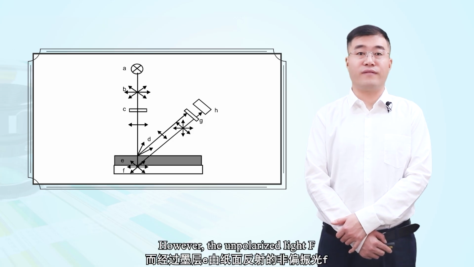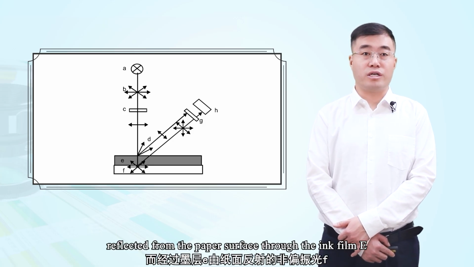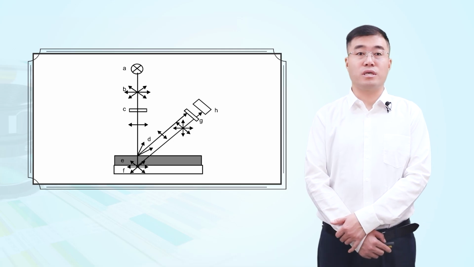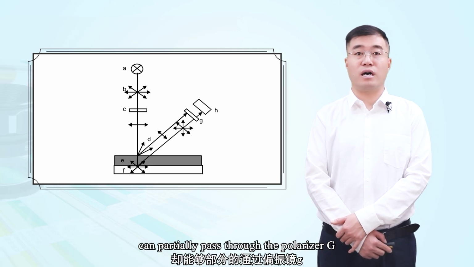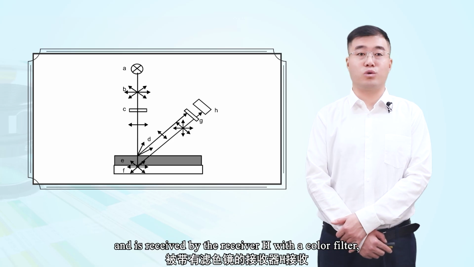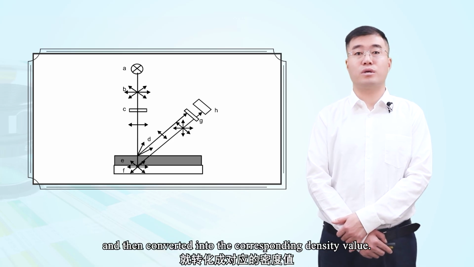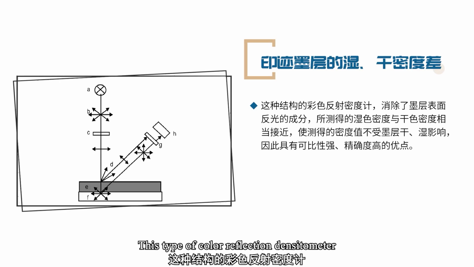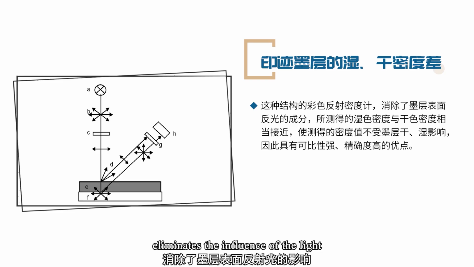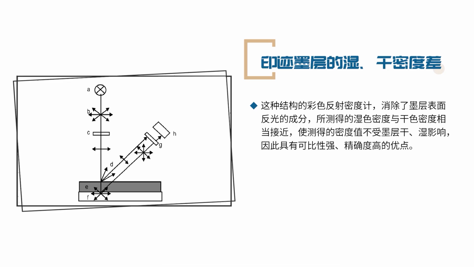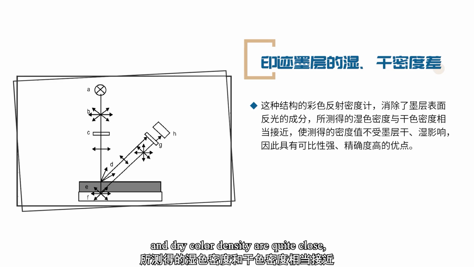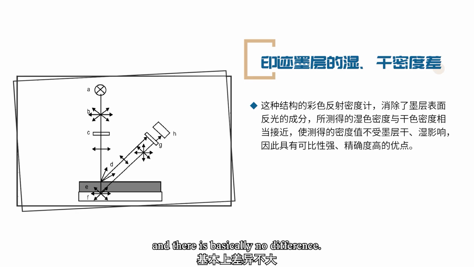However, the unpolarized light F, reflected from the paper surface through the ink film E, can partially pass through the polarizer G, and is received by the receiver H with a color filter, and then converted into the corresponding density value. This type of color reflection densitometer eliminates the influence of the light reflected from the surface of the ink film. The measured wet color density and dry color density are quite close, and there is basically no difference.